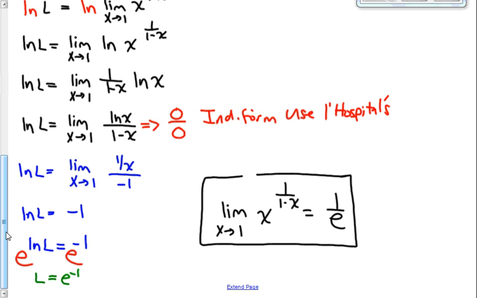Okay, so I think we have one more left, and I believe this is one that I would like for you to try. So you're going to do this exactly the way we just did our last example. Take the natural log of both sides, evaluate the limit after you get a fraction, use L'Hopital's rule, and be sure to take e to the both sides. So right now I'd like you to pause the video and do this problem.